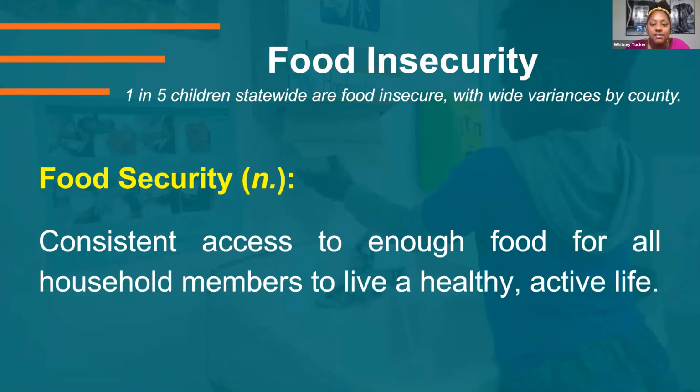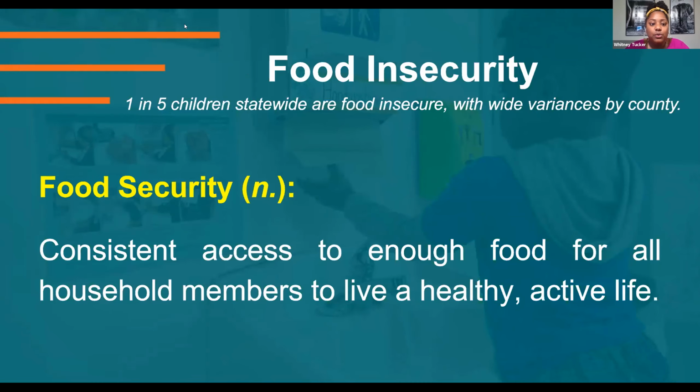So food security continues to be a challenge statewide. 1 in 5 North Carolina children live in households that are food insecure. And what that means is a determination that's made by the USDA, and it's measured by lack of access at times to enough food for an active, healthy life for all household members, and it's based on the limited or uncertain availability of nutritionally adequate foods. So at its most basic, food security can really just be defined as consistent access to enough food for everyone in a home to live a healthy, active life.